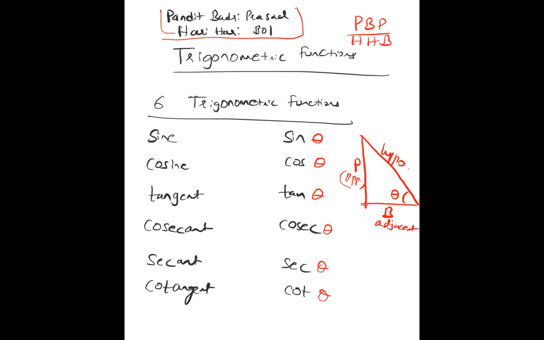You can always remember the values of sine theta, cos theta, and tan theta. Sine theta will be P by H, cos theta will be B by H, and tan theta will be P by B. This is sine theta, this is cos theta, and this is tan theta.